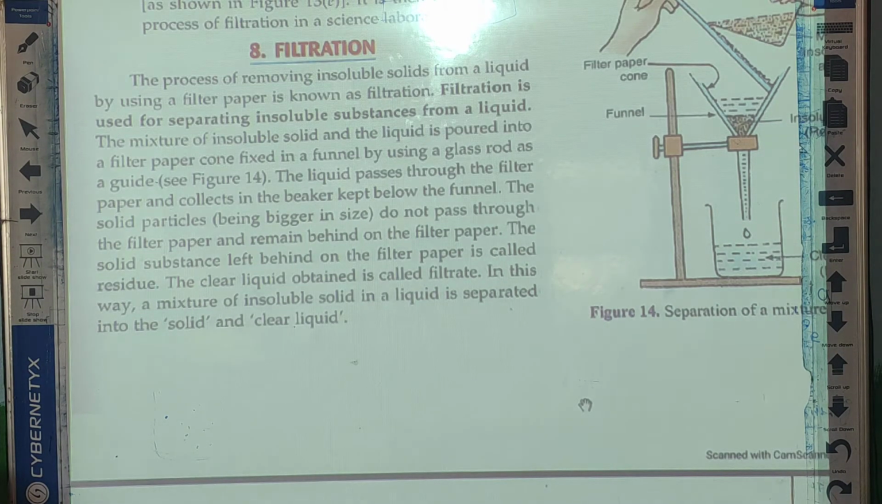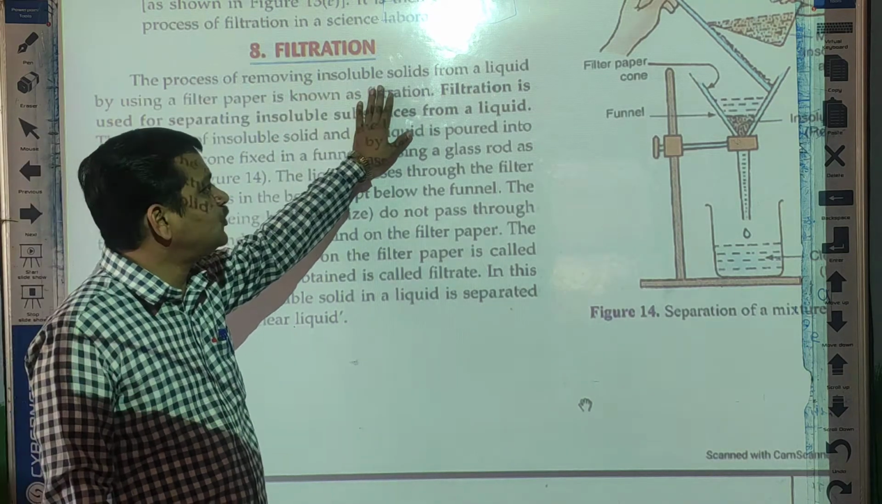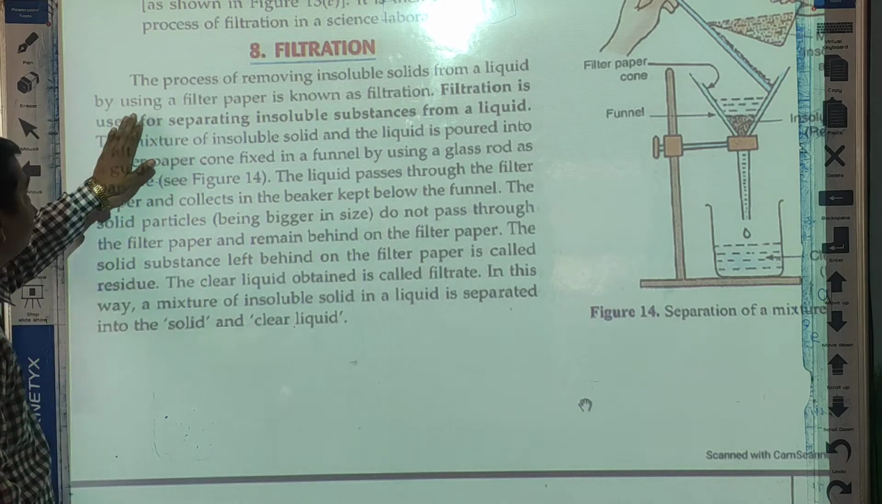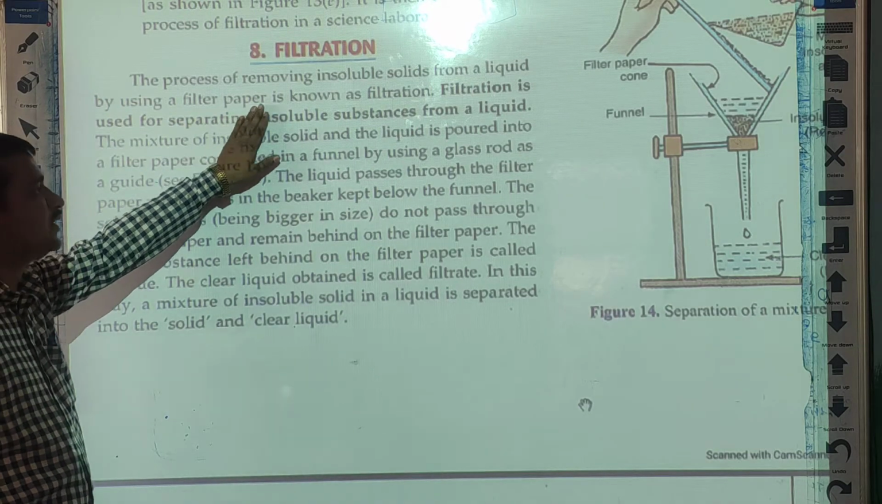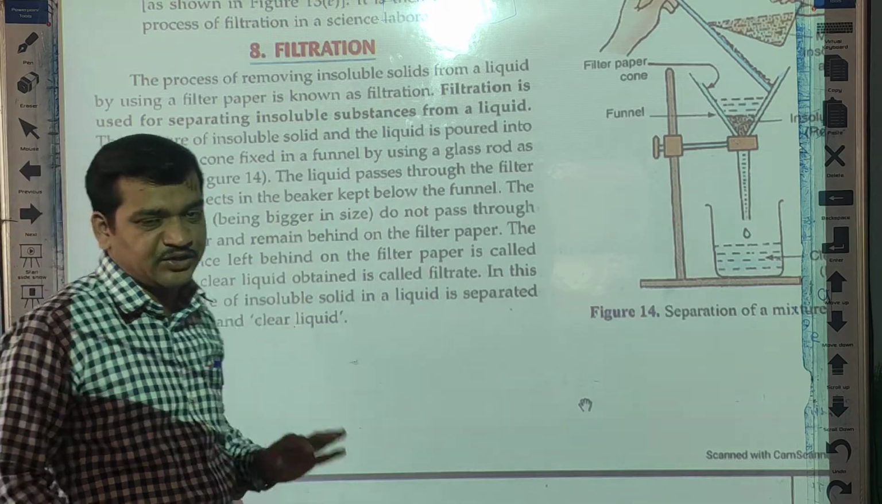Next method is the filtration method. In this method, students, you need one filter paper to remove the insoluble solid impurities. Now what is meant by insoluble impurities? For example, students, dust particles. Sometimes the dust particles remain in the water. The process of removing insoluble solids from a liquid by using a filter paper is known as filtration.